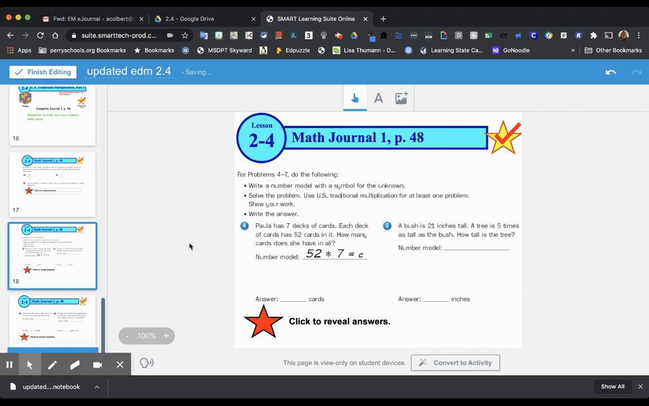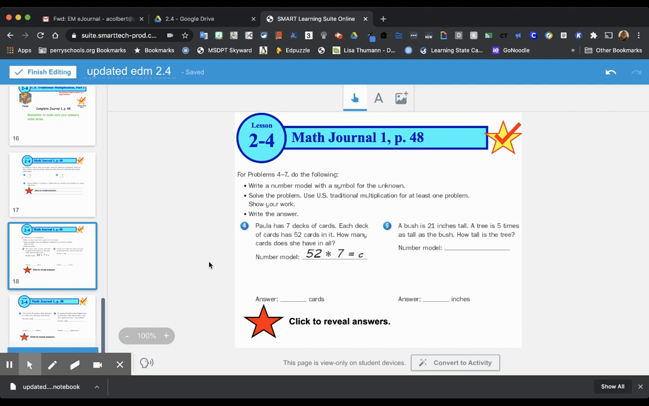4 and 5, it gives you a list of steps that you need to do. Write a number model with a symbol for the unknown. Solve the problem using US traditional multiplication for at least one of them. So you've got 2 here. Solve it for at least one of them, and then write your answer. So you see, these are more of word stories. Sorry, lost my train of thought there.